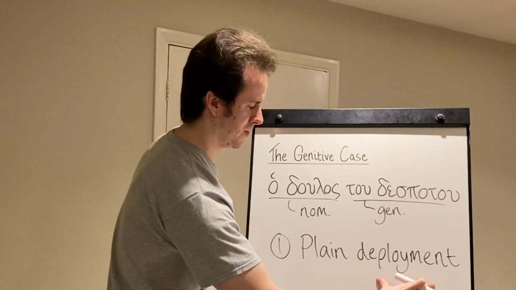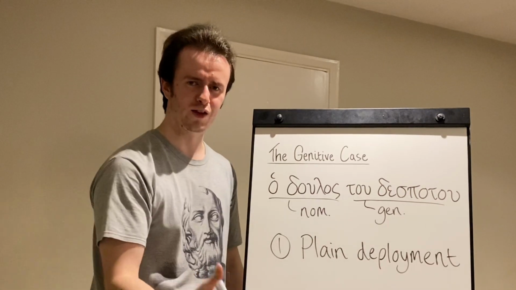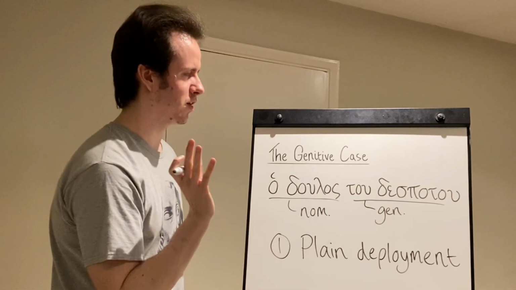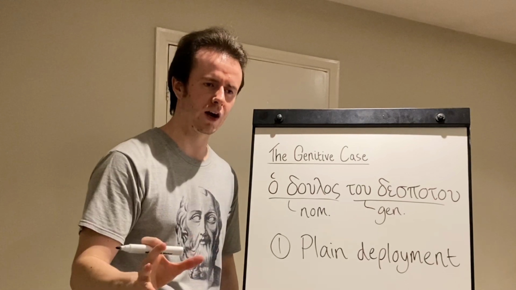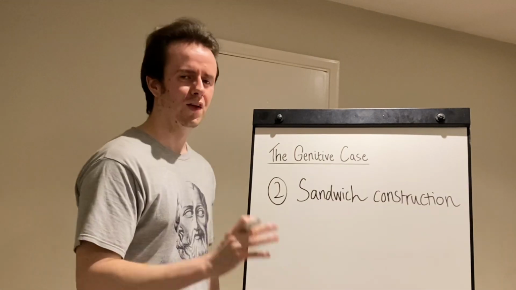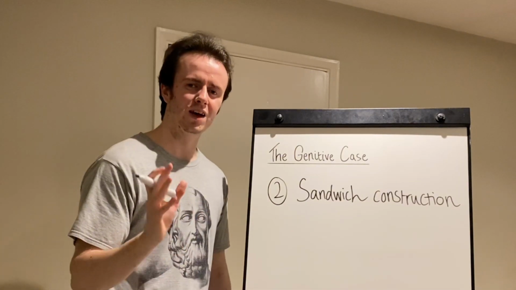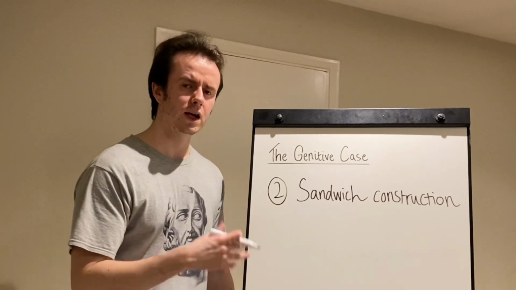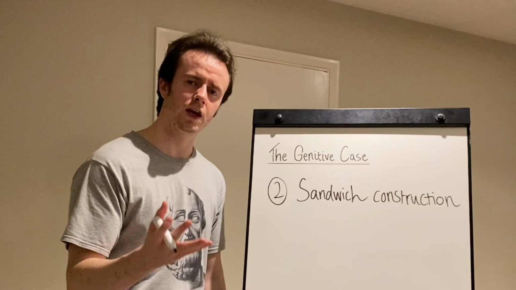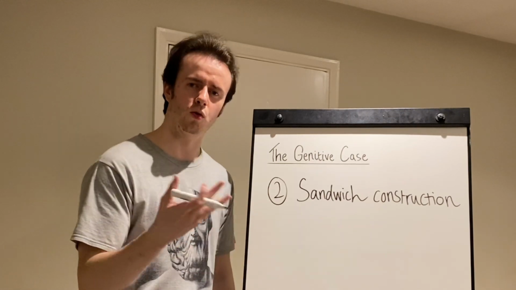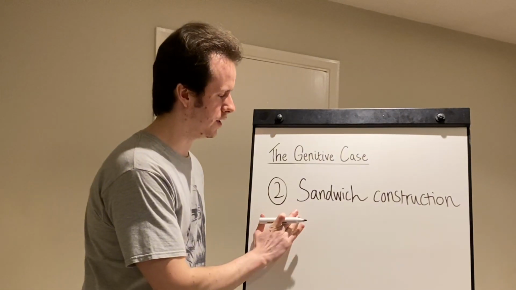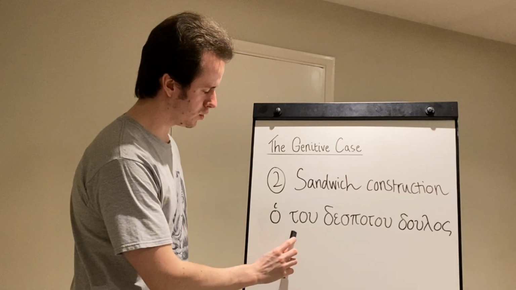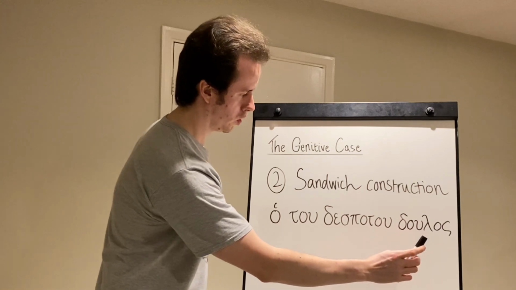I've added the word deployment there to make it clear we're talking about ways of deploying genitive nouns. So the first is the plain deployment, where you just stick the genitive noun or the genitive phrase into the sentence. The second method of deploying a genitive noun is using what we call the sandwich construction. Let's look at how to say the slave of the master, or the master's slave, using the sandwich construction. Now we have the phrase ho tou despotou doulos.